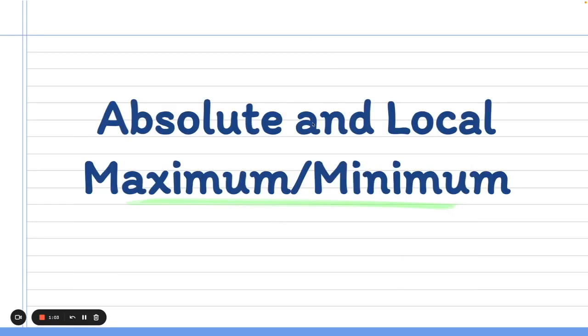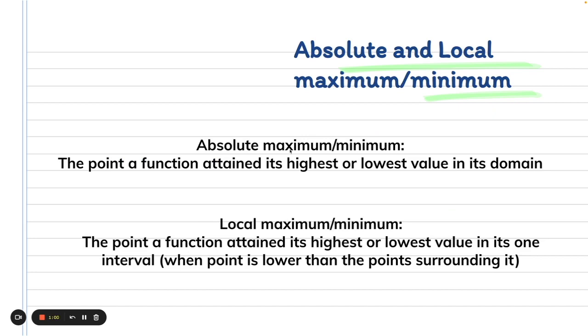Absolute and local maximum or minimum. Absolute maximum or minimum is the point where a function attains its highest or lowest value in its domain. And a local maximum or minimum point is where the function attains its highest or lowest value in one interval. So by this I mean when a point is lower than the points surrounding it.